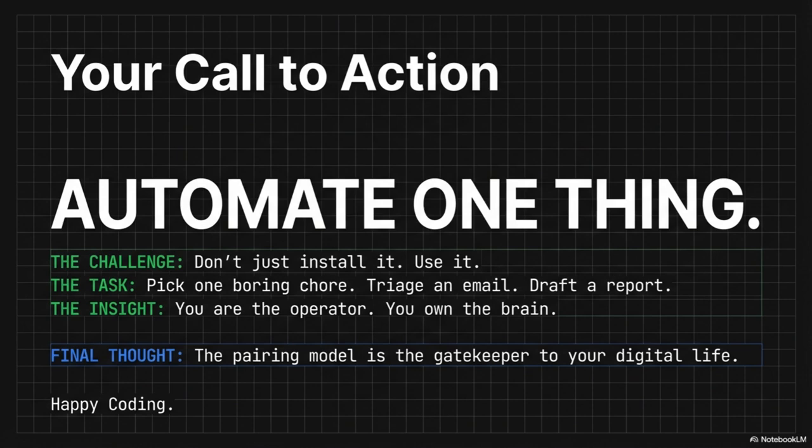So here is our call to action for you, the listener. If you've got a spare afternoon, try this out. Set up Clawdbot. Send a message through a channel. And then, and I love this suggestion from the guide, pick one real boring chore to offload to your new assistant. Maybe it's triaging emails. Maybe it's drafting a repetitive report. Just one thing to prove the utility.